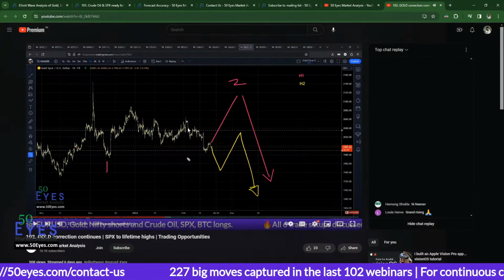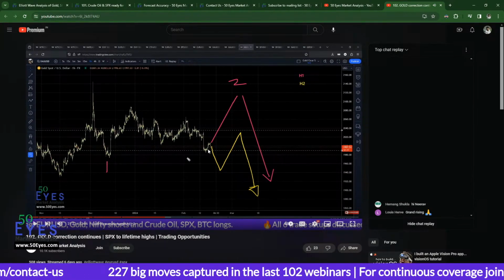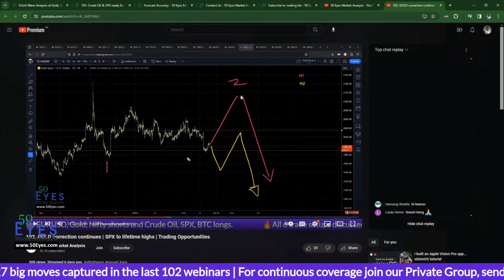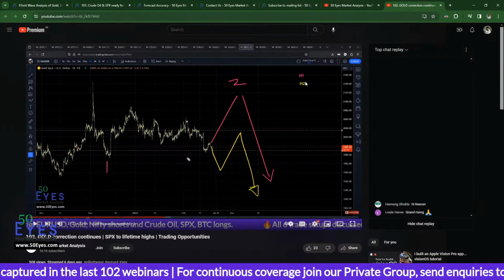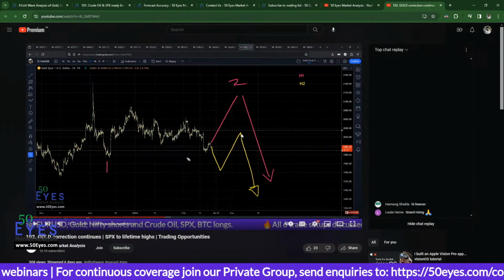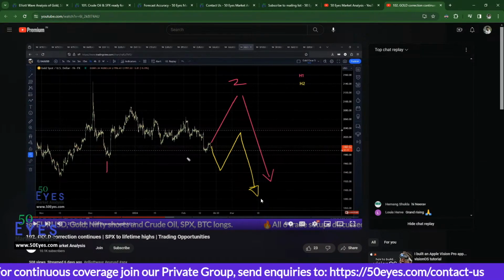Right. So the first analysis, I've paused the recording at this point in time, and the first analysis was that market can go up for the wave 2 and then go down, and the hypothesis to yellow count was that it will go down and then come up for the wave C and then down for the wave 3 start.